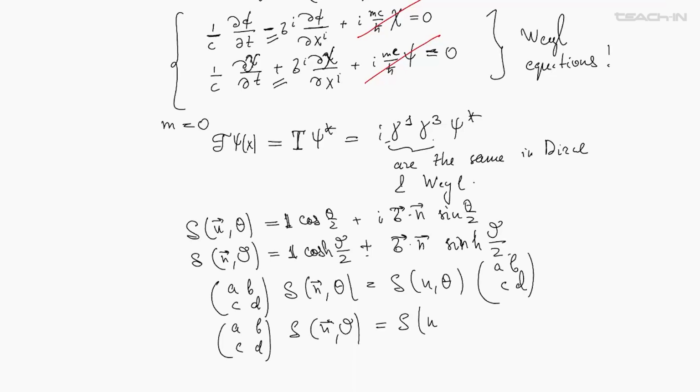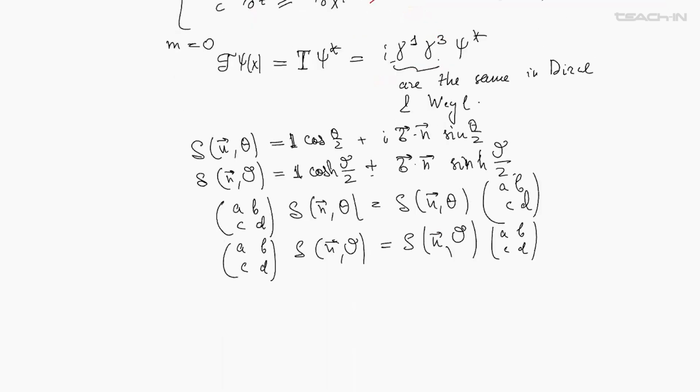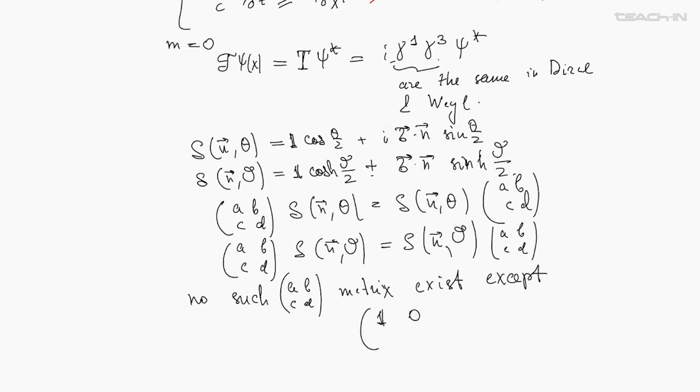There is no such a matrix. The statement is that no such A, B, C, D 2x2 matrix exists, except, of course, the trivial one, identity, 0, 0, identity multiplied by a constant. Then it would mean that this representation is irreducible, according to definition 2 of irreducibility I mentioned today. Of course, you can easily find yourself that this is not possible.